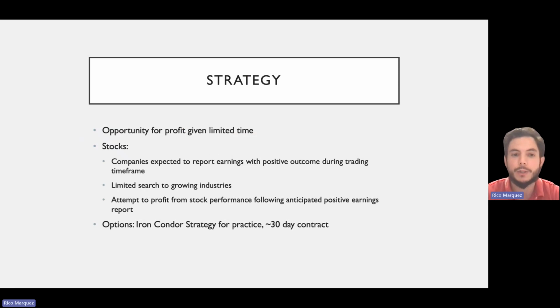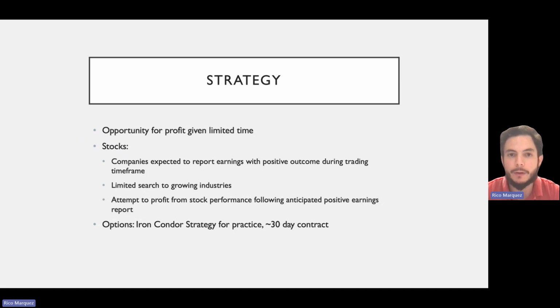My strategy for this exercise, for the stocks, I chose stocks that were in growing sectors. So for Oracle, the AI and cloud computing sector, we've seen some growth. Lithium for Atlas Core is a growing industry as well. One added thing that I was looking at when I was finding my niche was that they were both going to report earnings during my trading time frame.